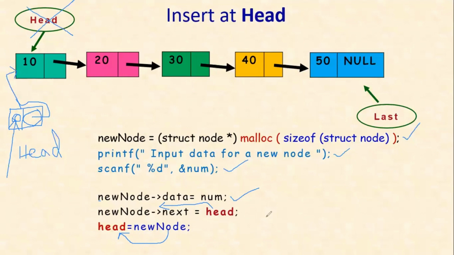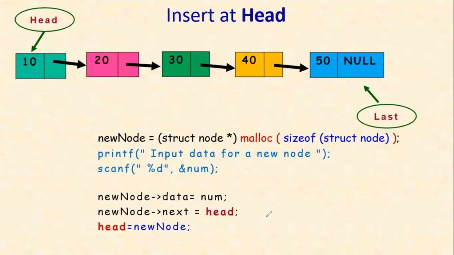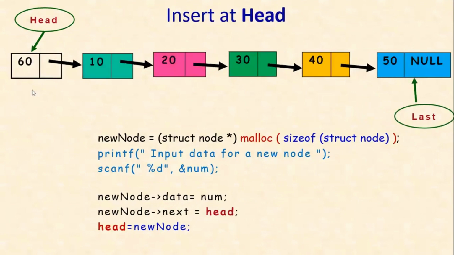Now you can see the graphics for the same. See, 60 is a new node. 60 is the value held by the new node, and the new node became the head, and 10, 20, 30, 40, 50 is the existing list. Okay, so you have created a new node, inserted it at head position, and made that new node the head. So this is the code you have written for this.